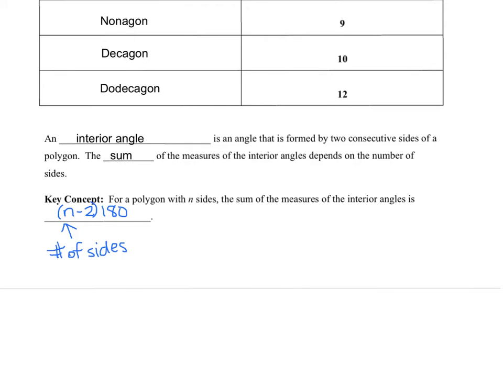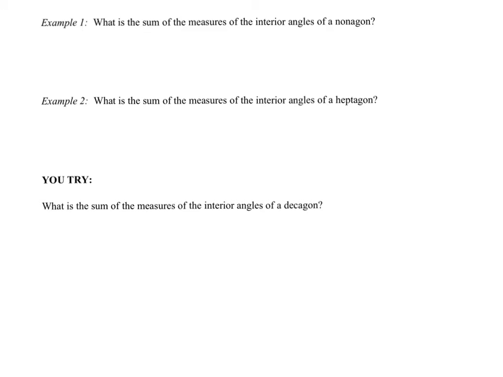So now with this formula, let's do some examples. In example 1, it says, what is the sum of the measures of the interior angles of the nonagon? Okay, so let's write our formula down. We know our formula to find the interior angles of a polygon is n minus 2 times 180. And now you want to identify, they're talking about a nonagon here. So how many sides are a nonagon? A nonagon has 9 sides, so n is going to be equal to 9. So now you're going to plug in 9 for your n value. So you have 9 minus 2 times 180.